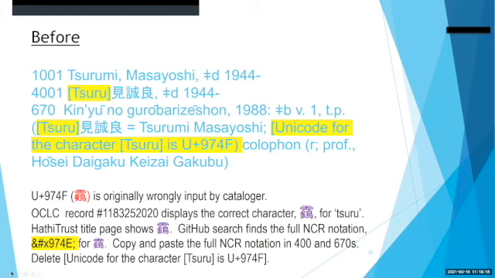So I copied the character in OCLC and searched GitHub. It gives a 974E notation. So I copied it and pasted the full NCR notation in 467. Delete the bracketed Unicode information in 670. We delete this information because it's wrong, and also it's a method in the past. Next slide, please.